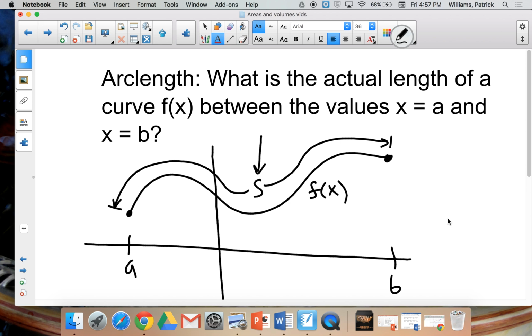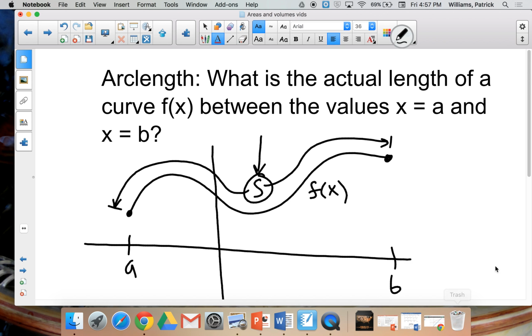So let's pretend we want to find the length of this curve f of x between x equals a and x equals b, remembering that the length of the curve represents this thing called s. Remember, an integral gives us a net change by doing a Riemann sum, where we add up a bunch of teeny tiny changes, and over some interval, their summation results in some kind of net change.